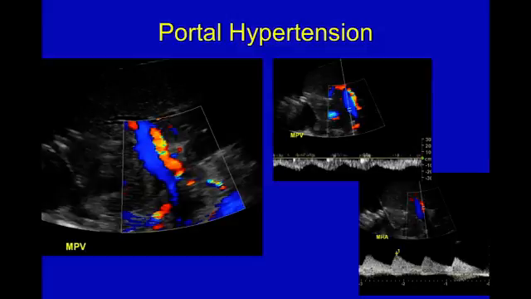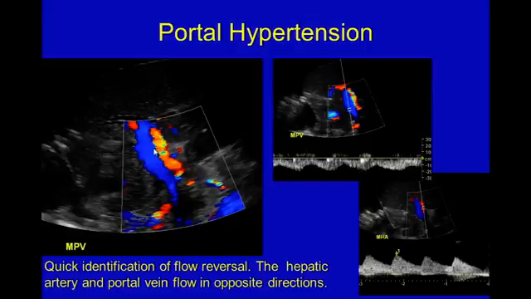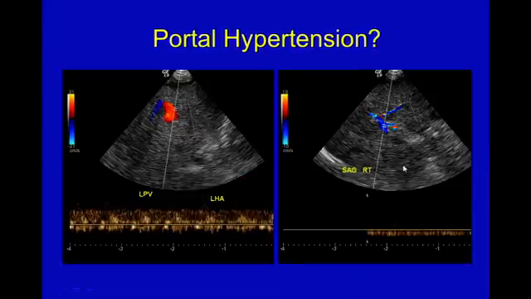Now, portal hypertension is much easier to detect, especially when you have flow reversal here, as we see so clearly on the color images as well as the spectral images. A quick clue is the opposing flow direction of the hepatic artery, which you see here, and the portal vein, which we see here. You can see again the normal spectral waveform here in the hepatic artery, and then the reversed flow in the portal vein.